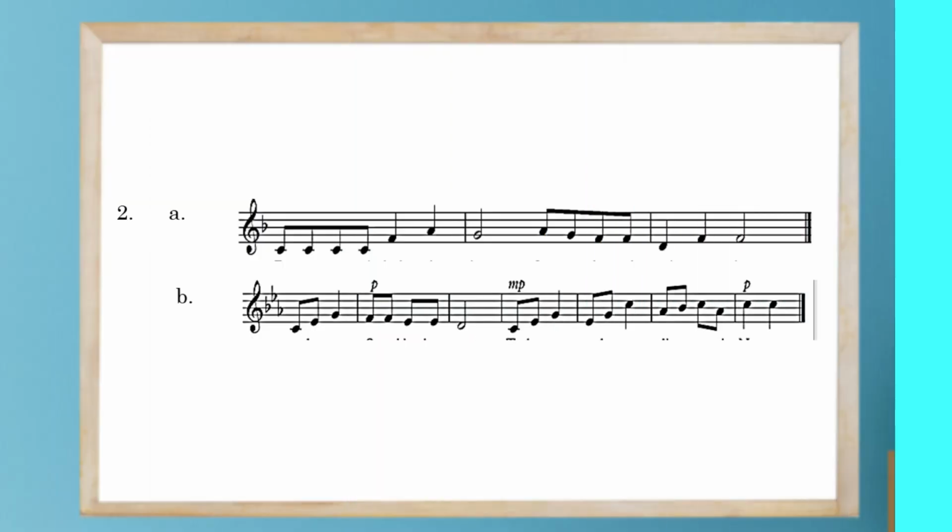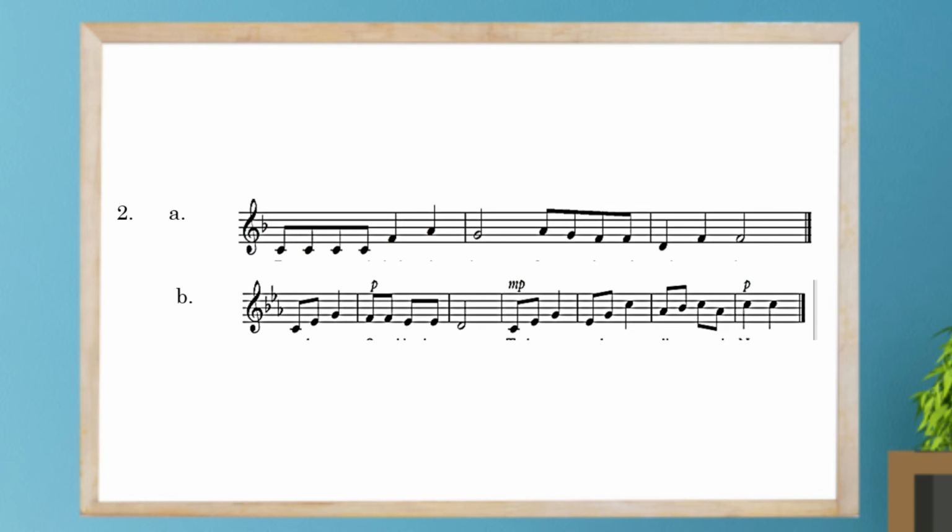This time, tell me about the difference between the two rhythmic patterns. Great! The first rhythmic pattern is in the 4/4 time signature because every measure has 4 beats, while the second pattern is in the 2/4 time signature because there are 2 beats in each measure. Very good, kids!